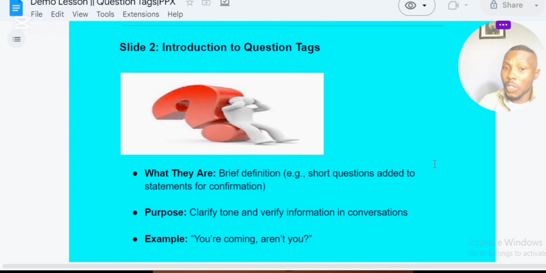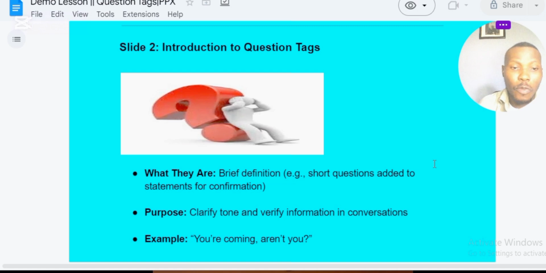Now, when we say question tags, they are short questions added to statements for confirmation. Just like what I did earlier when I asked a question, I wanted a confirmation from you. I wanted you to confirm it. Jim, I wanted you to tell me, give me a confirmation, probably to say yes or to say no. That's a confirmation. That's the use of question tags. So we ask for confirmation from people when we use question tags.